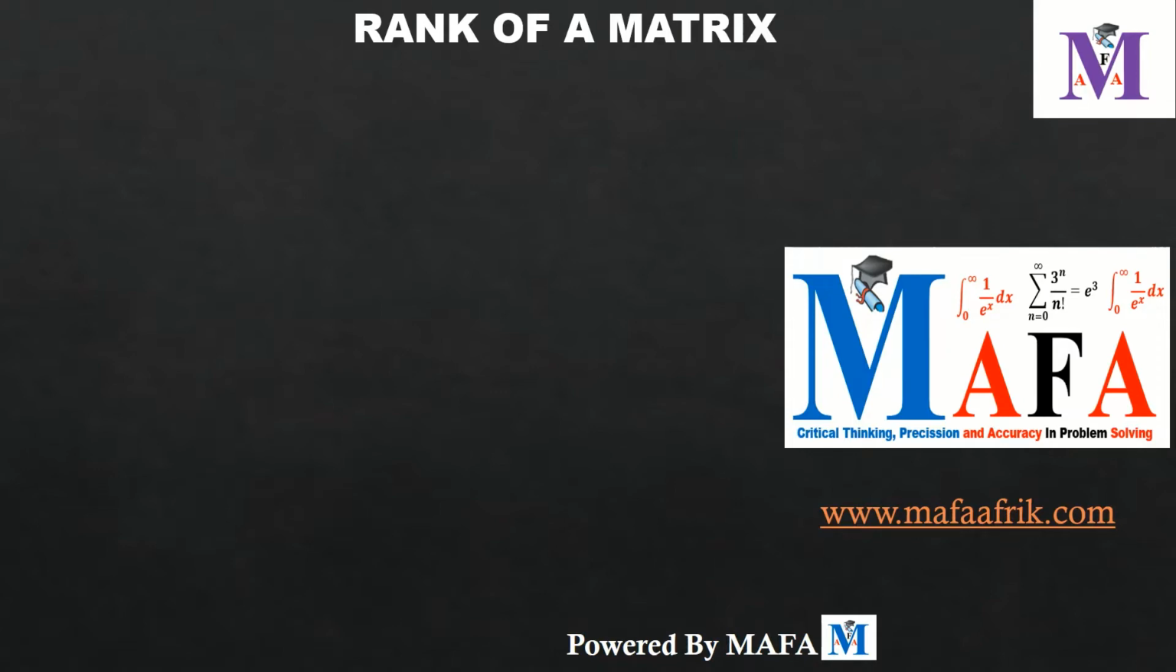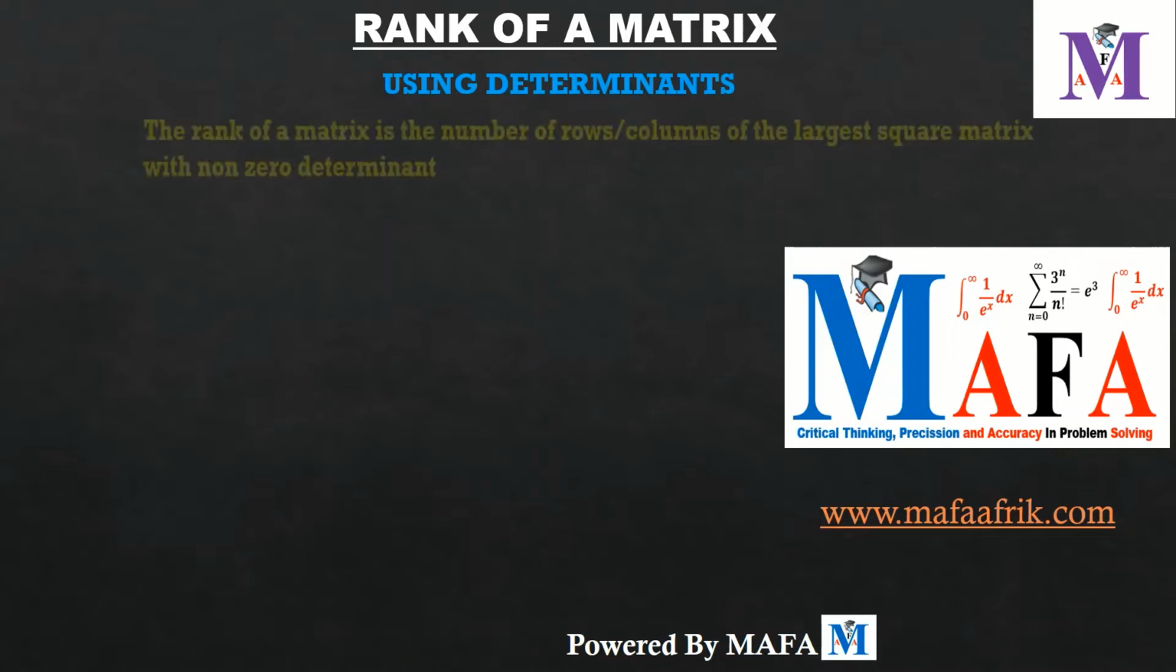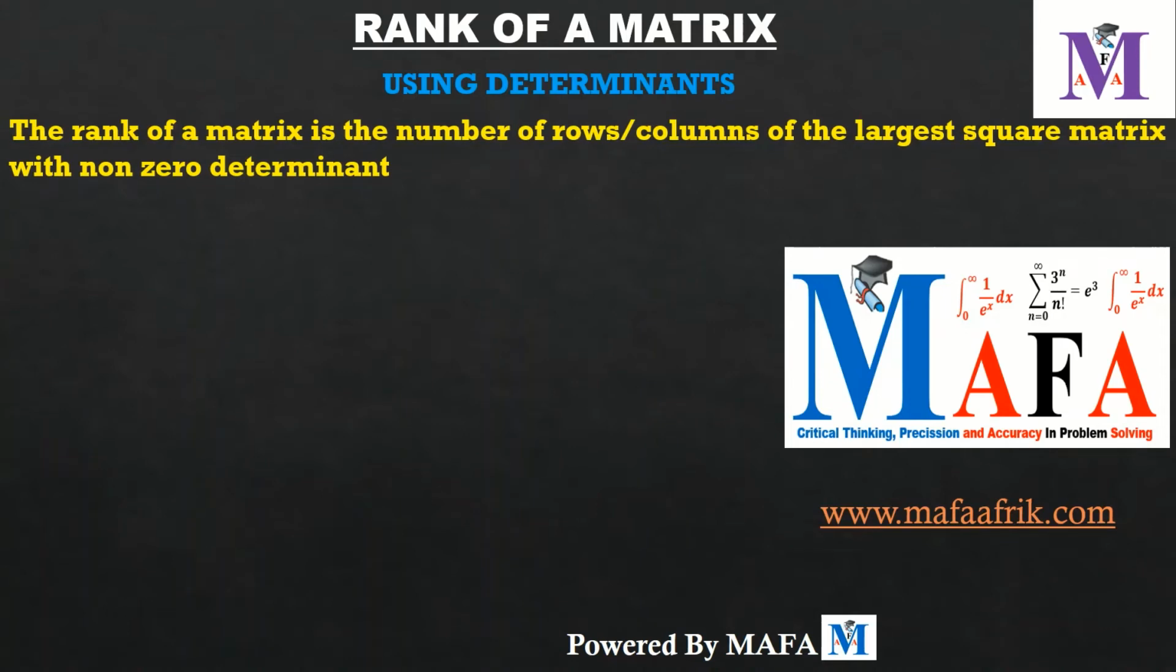In this video, we are going to be seeing how we can find the rank of a matrix, and there are two different methods that we can generally use to find the rank of a matrix. But specifically, we are going to be seeing how we can find the rank of a matrix using the determinants, like to find the determinant of the matrix, and we proceed. Now, the rank of a matrix regarding the determinant is simply the number of rows or columns of the largest square matrix with non-zero determinant.